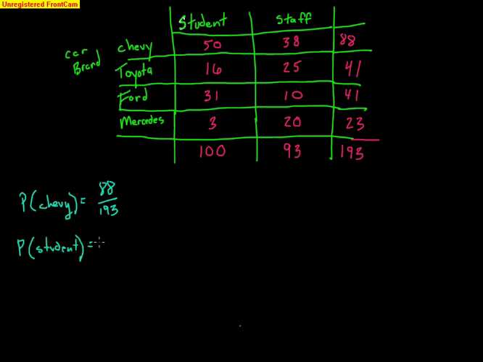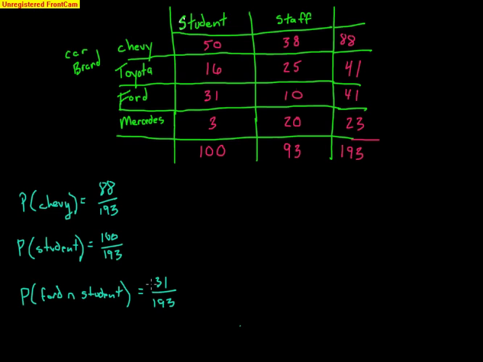That's so easy. I could say, what's the probability that we randomly pick a person who drives a Ford and is a student, right? Pick a person who drives a Ford and is a student. Well, there were 31 cars that were Fords and students out of 193, okay? If it's not conditional, it's always out of the total of 193.